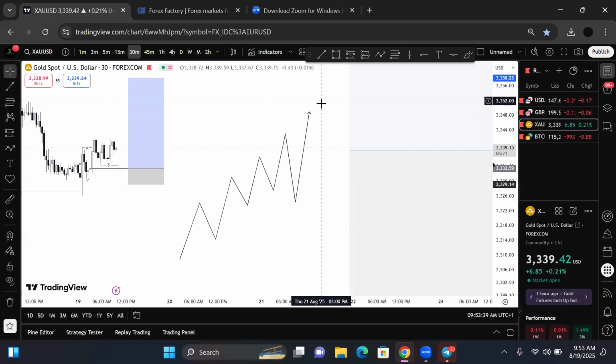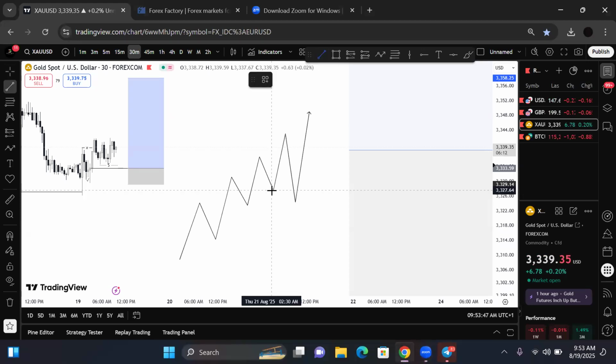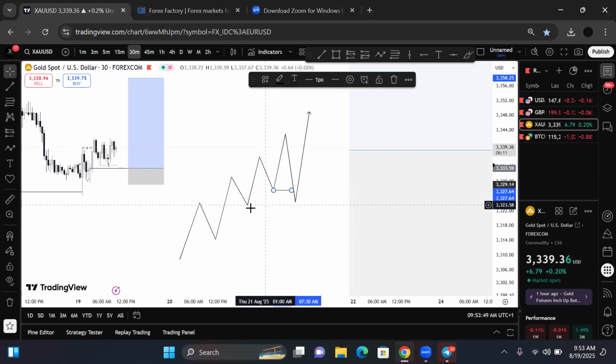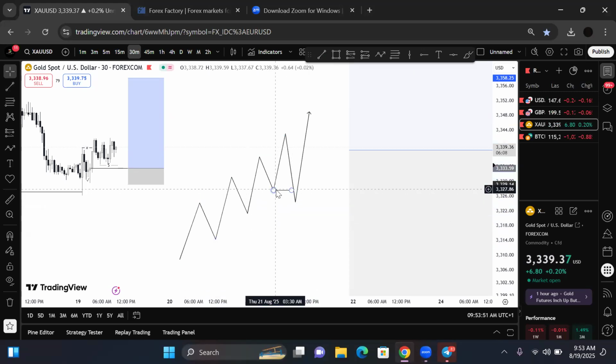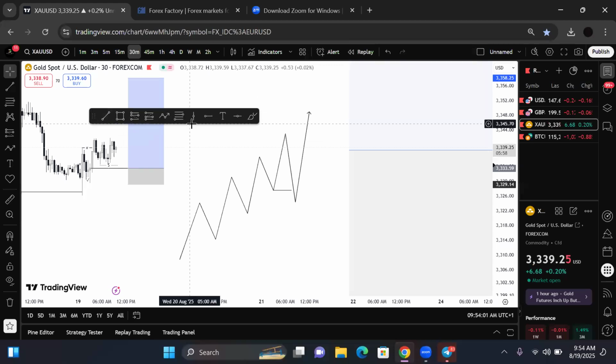So let me explain. Let me take this thing off. All right. So this low that the market just took out is an inducement because a lot of traders now want to buy from this level here.